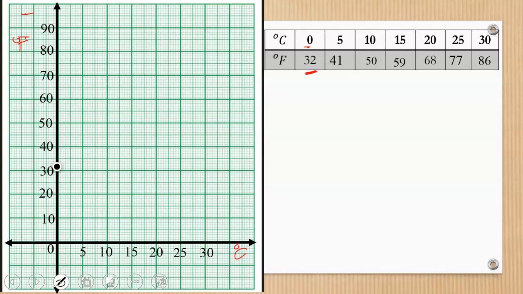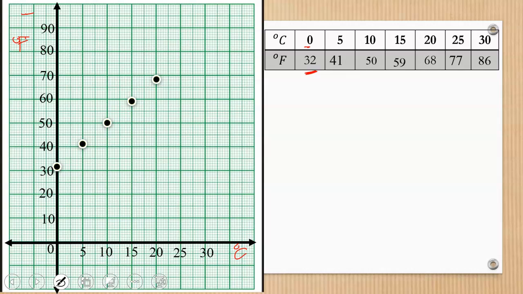So I can plot that over here, 32. This may not be accurate because this is computer work, but I'm sure with your graph you can plot it exactly as it should be. Then when C is 5, F is 41, and that can be here. I do 10 and 50 as well, 15 and 59.